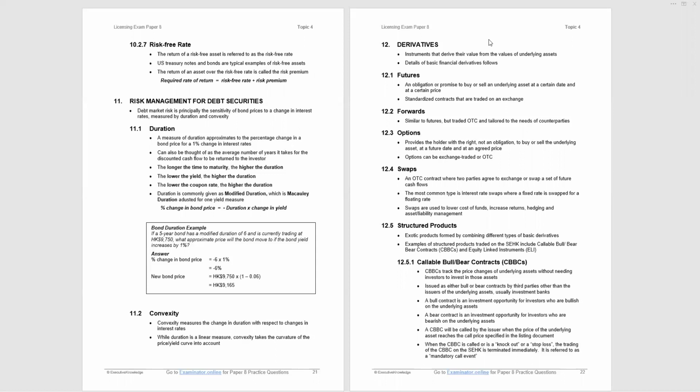Let's look at a bond duration example. If a five-year bond has a modified duration, I wouldn't worry about the modified duration, they're not going to go into that. Modified duration, call it what you will, of 6. And is currently trading at 9,750. What approximate price will the bond move to if the bond yield increases by 1%?